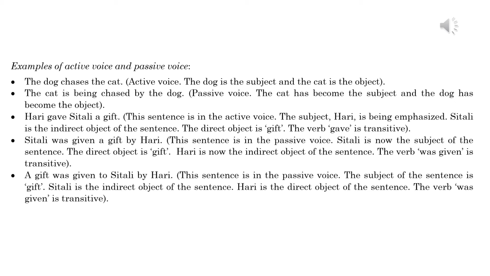A gift was given to Sitali by Hari. This sentence is in the passive voice. The subject of the sentence is gift. Sitali is the indirect object of the sentence. Hari is the direct object of the sentence. The verb was given is transitive.